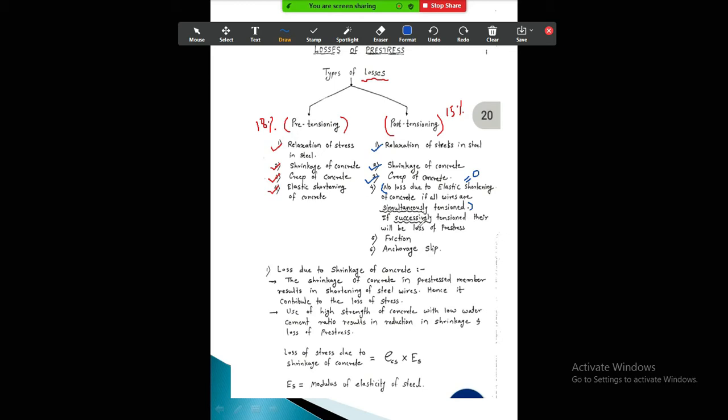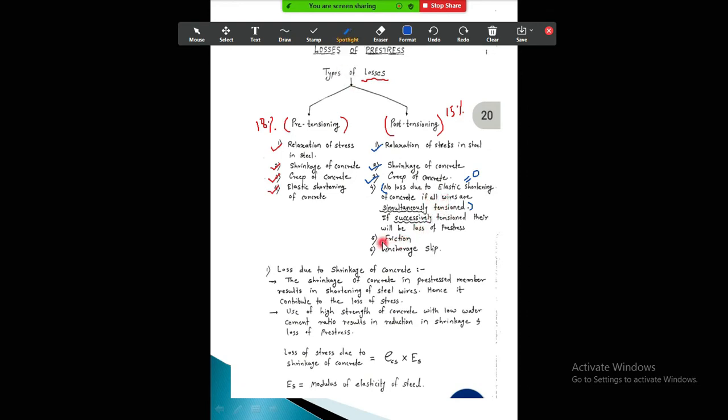But if the wires or tendons are successively tensioned, that is, one by one, and the prestressing force is applied on the wires one by one, then this loss will be present in post-tensioning members. And if all the wires are simultaneously tensioned, then the loss of stress due to elastic shortening of concrete is zero.